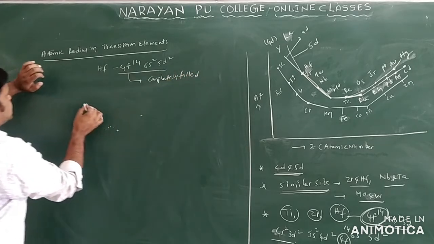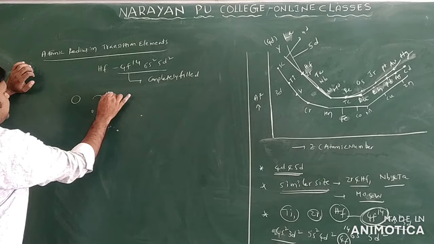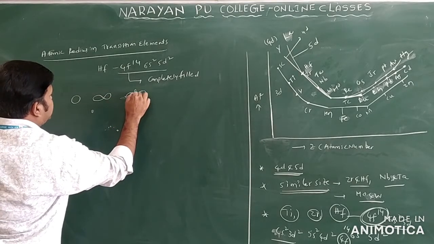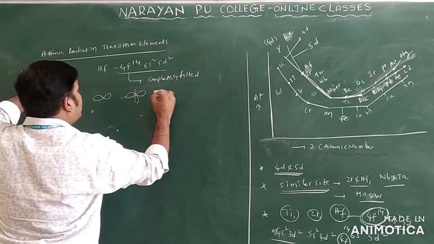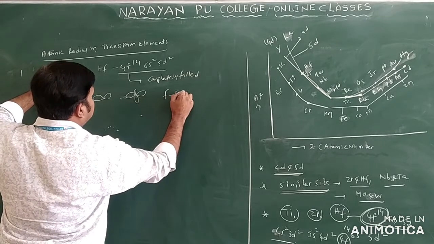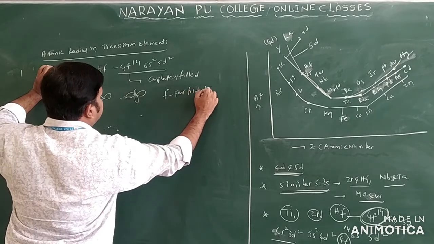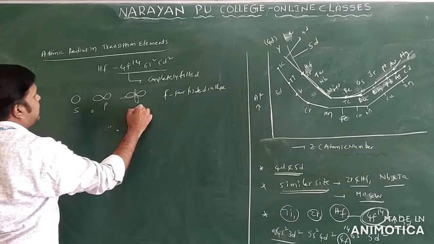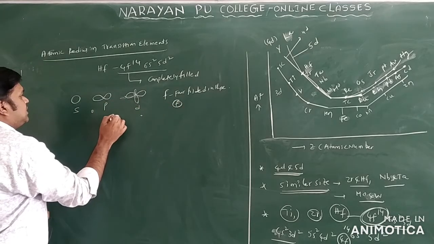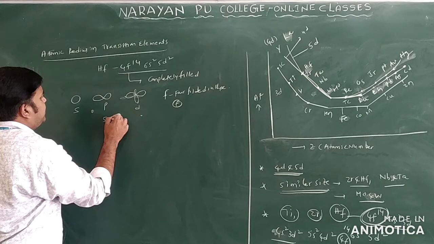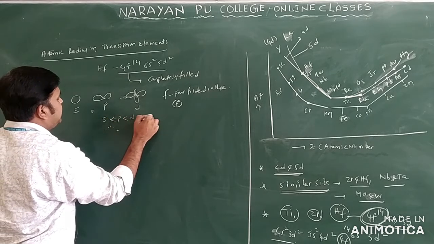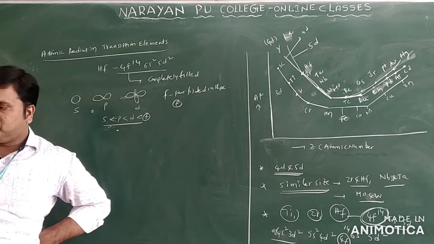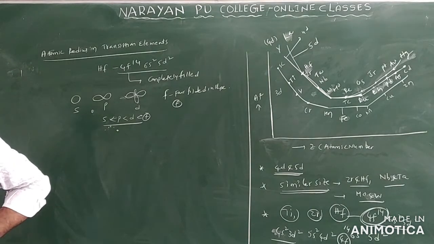So I already told you the sizes here. This is the s orbital, this is the p orbital, and you know the d orbital is double in shape. The f orbital comes under four-folded shape. So generally, if we compare the size: s less than p less than d less than f. Which one has the highest size? The f orbital has the highest size only.